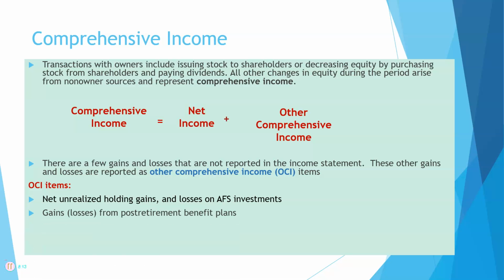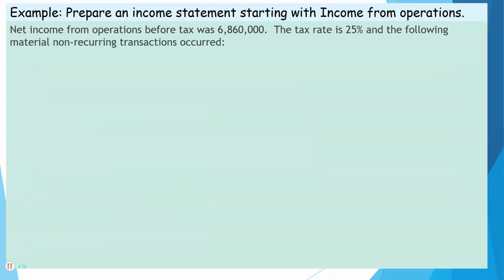Gain or loss from post-retirement benefits. Deferred gains and losses from derivatives, and foreign currency translation adjustments. So now let's look at an example. So net income is $6,860,000. We have the tax rate of 25%. So let's look at these items.